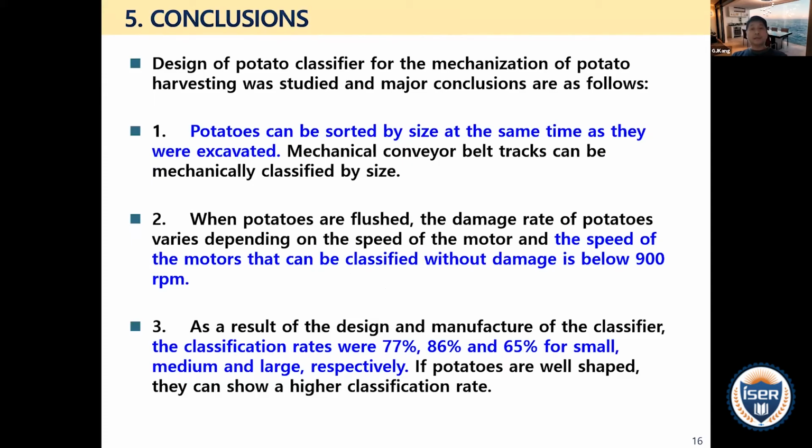Conclusions. Major conclusions are as follows. Potatoes can be sorted by size at the same time as they are excavated. And the speed of the motor that can classify without damage is below 900 RPM. As a result of the design and manufacture of the classifier, the classification rate was obtained for small, medium, and large respectively. If potatoes are well-shaped, they can show a higher classification rate.